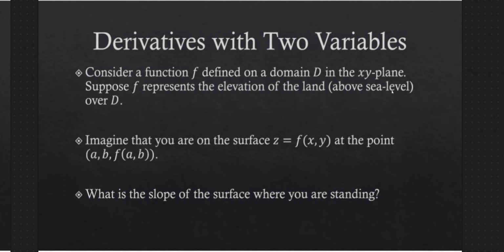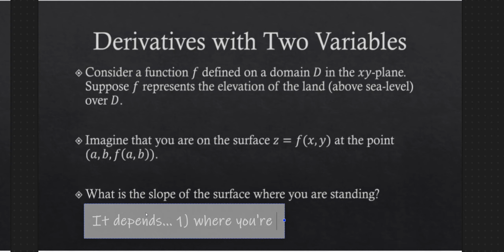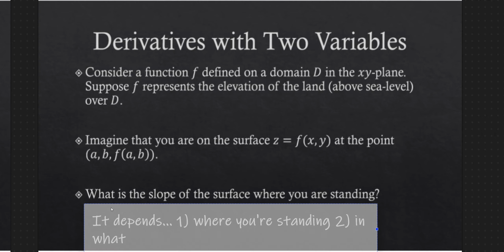So we'll say this is the elevation above sea level of actual ground, and we can go and stand on it and ask ourselves, what is the slope of this surface that I'm standing on? That's the question someone might ask you naively, to which I might reply, it depends. It depends on where you're standing, well, you already told me (a, b), so maybe that's not a great response on my part, but I just want to remind you, it depends on where you're standing and in what direction you are traveling.